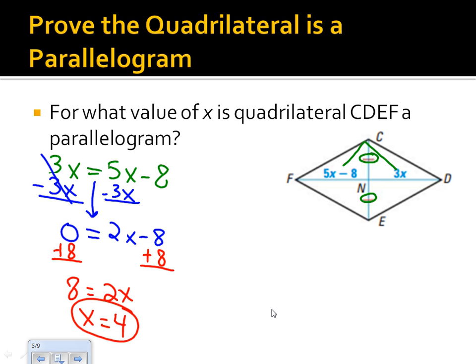And if we check that, plug it back in, 5 times 4 minus 8? 12. This side's 12. What's 3 times 4? 12. Are those two equal? So do the diagonals bisect each other? So then can we say it's a parallelogram? Yeah. Check. That's all we got to do. So it's very similar to the problems we just did in the last lesson, right? It's almost identical. They're just worded a little differently.